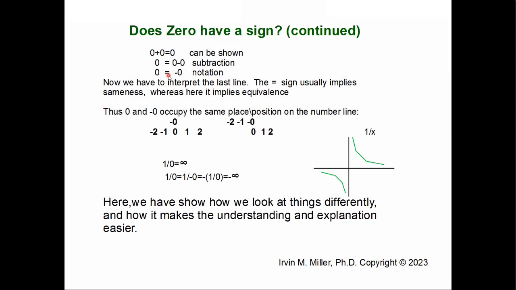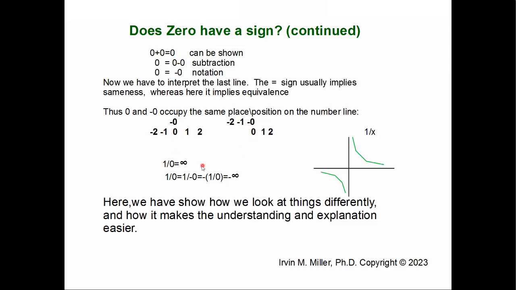Now, normally the equal sign is interpreted as sameness, but this time we're going to talk about equivalence. Okay, so what we're saying is our interpretation is that 0 and minus 0 occupy the same place on the number line. Sort of like 0 is the beginning or end of the negative numbers, and 0 is the beginning of the positive numbers.